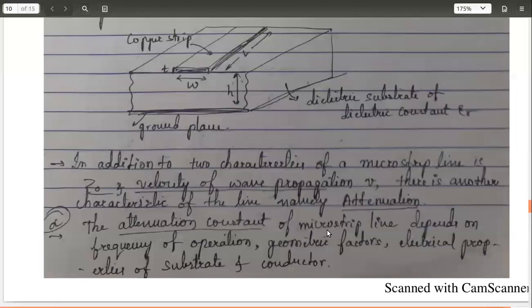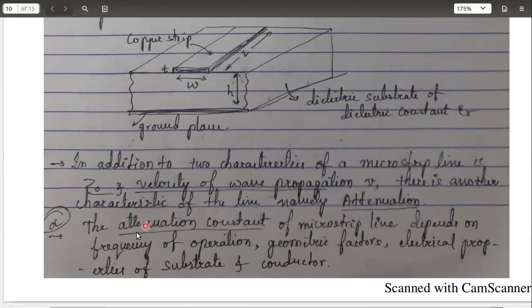So the attenuation constant of a microstrip line, what all factors does it depend upon? You can see the construction here. It has its own geometry. It has its own dielectric values. It has its own strip that you use, so it has its conductivity. So many factors are there on which your attenuation constant alpha is dependent.